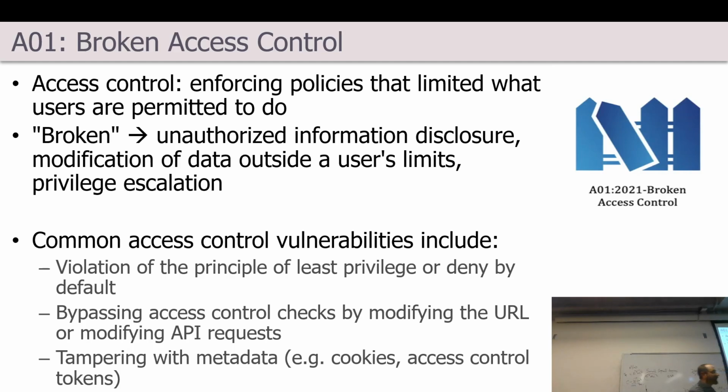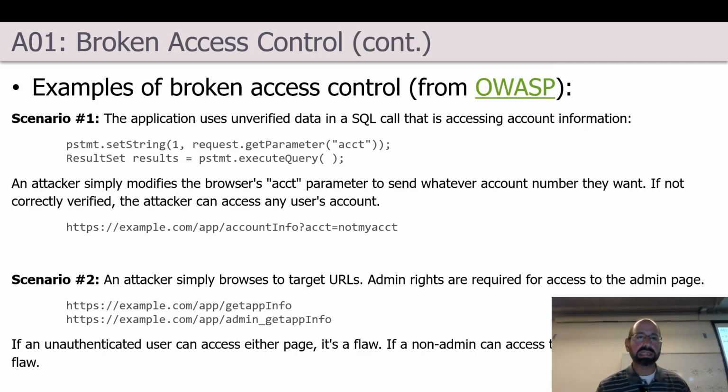Things like bypassing access control checks by just modifying the URL or modifying API requests. Again, I think that's a category of vulnerability that when we look at it, we would say to ourselves, well, I would never allow such a thing to happen. But by default, if one doesn't take care in the design of their web application, that is effectively allowed by default. And then things like allowing users to tamper with metadata and not having good mechanisms to check whether or not that has happened. That tends to be related to other vulnerabilities as well.